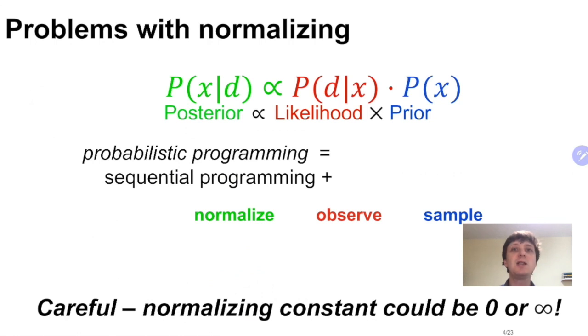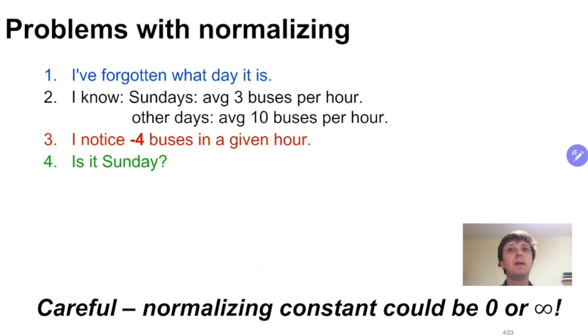Okay. Before we do that, let's look at why we need to take a bit of care over the normalizing constant. So suppose I said I observed -4 buses in a given hour. Well, that's impossible. Doesn't even make sense to say that there were -4 buses. And so in rejection sampling, all the runs will be rejected. In the weighted simulation, all the runs will have a weight 0 because the likelihood is 0. And so the normalizing constant will be 0. Finding out whether the normalizing constant is 0 is in general a difficult problem.